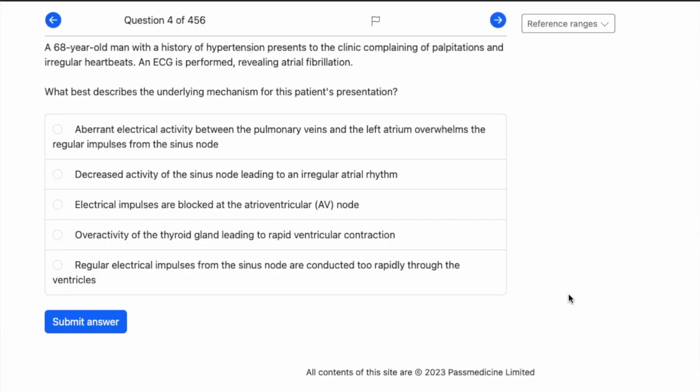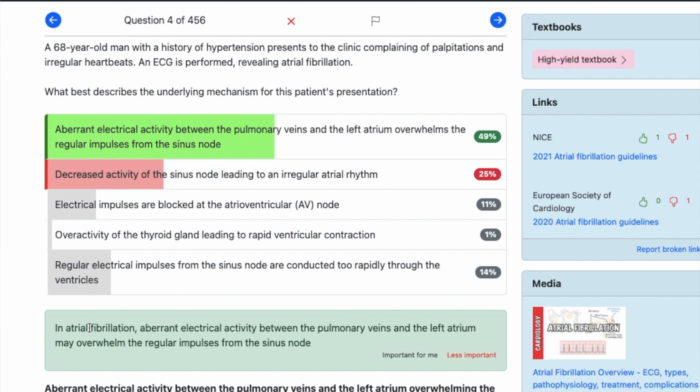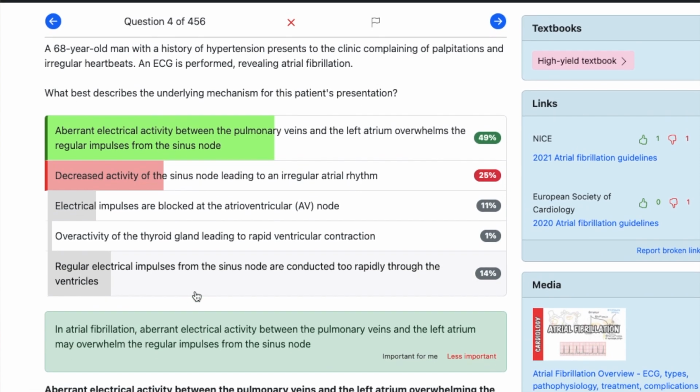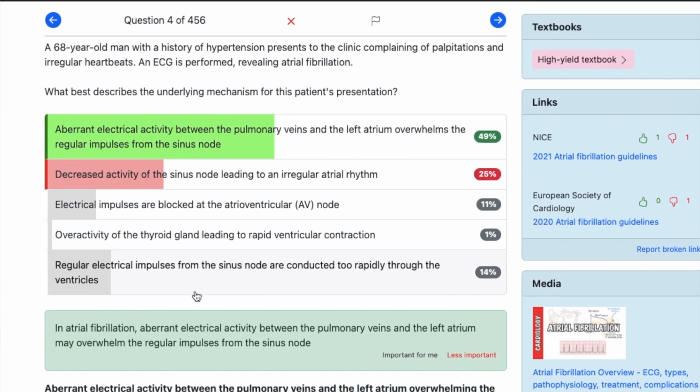So we're going to have a read of these options. The last one, regular electrical impulses from the sinus node that are conducted too rapidly through the ventricles, is talking about VT, which is ventricular tachycardia, which is not really what this is about. So I got this one wrong, but let's have a look. The correct answer: ectopic electrical activity from the pulmonary veins of the left atrium overwhelms the regular impulses from the AV node.